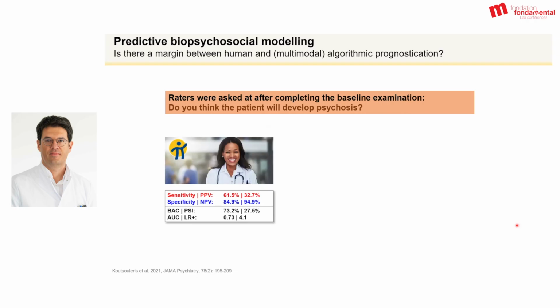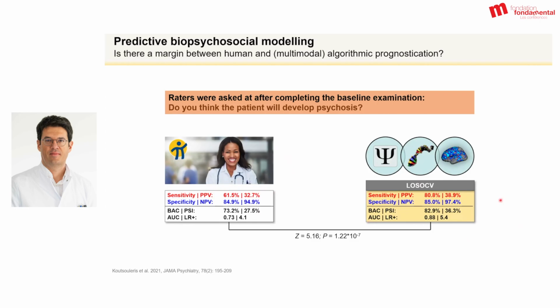And the outcome is shown here. The performance is as good as the unimodal, the expert machine learning systems. The performance is about 73% balanced accuracy. Sensitivity is relatively low, 62%, while the specificity is quite good, 85%, which means that the clinicians are relatively good in ruling out future psychosis.